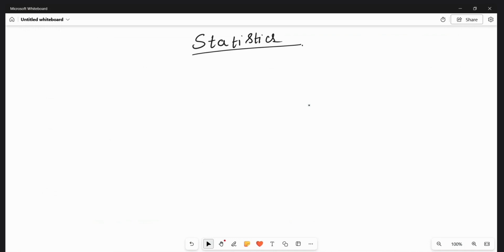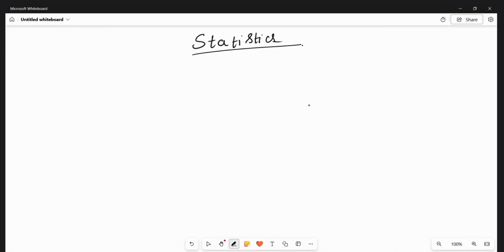Last year we studied the bar graph, histogram, all this, right? By plotting the graph, we will be able to know some data. So that we tried to learn. Now here we will try to learn about the mean, mode and the median.